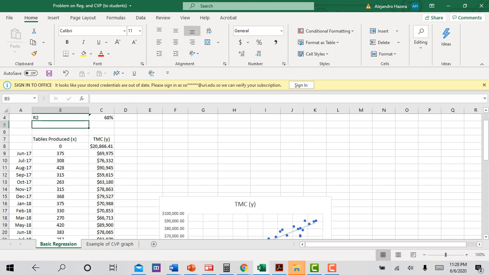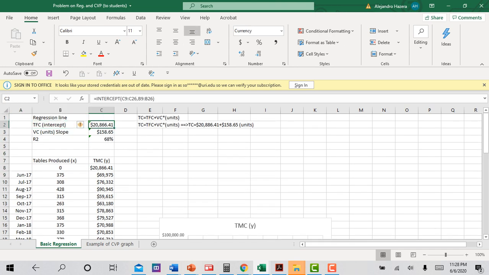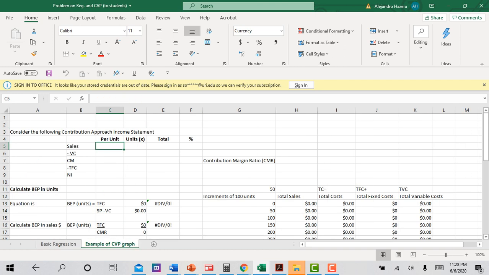Okay, but anyway, the numbers to remember here are that my total fixed costs are $20,866.41, and my variable cost per unit slope is 158.65. Why don't we do this? Let's go ahead and go over here to this worksheet. For your homework, I'm just going to ask you to replicate what I do, and I may ask you a couple of questions that I'll ask you to fill in, but no big deal. I just want you to get a feel for this because I think these are very nice tools.